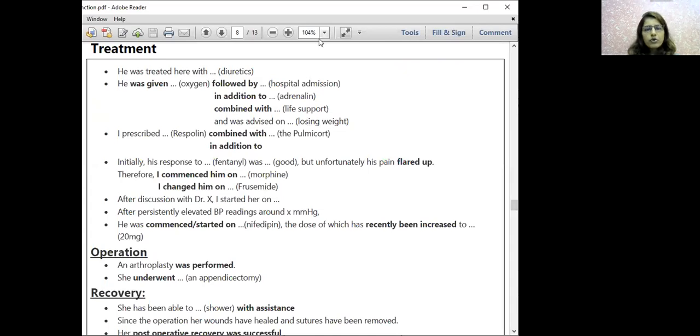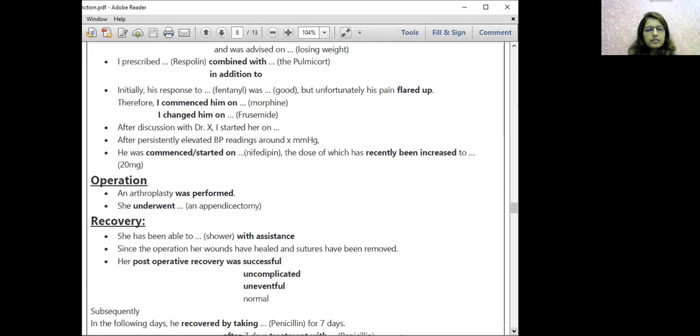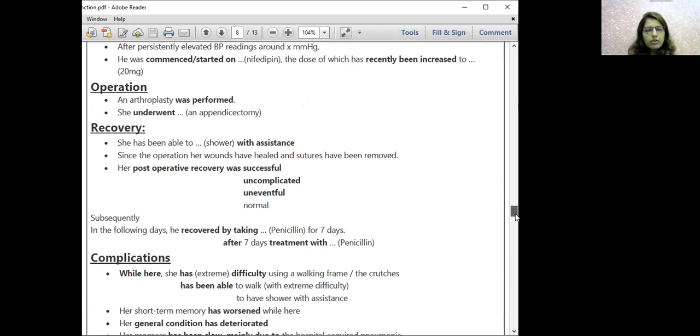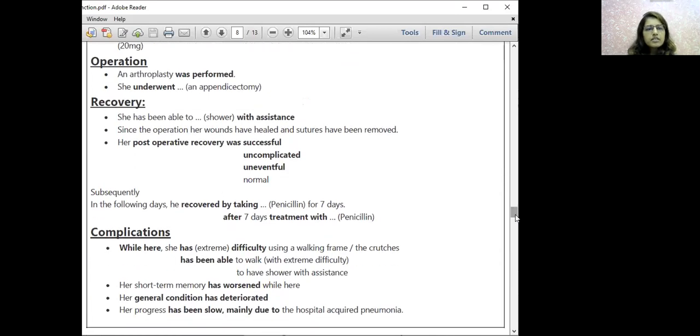Here also notice the use of verb collocation with preposition followed by: in addition to, combined with, advised on, commenced on, changed on, started or commenced on. So it's important that you are using the right preposition. And take another screenshot for operation, recovery, and complications. If you're familiar with these verb collocations, you can ensure that your sentences are grammatically correct.